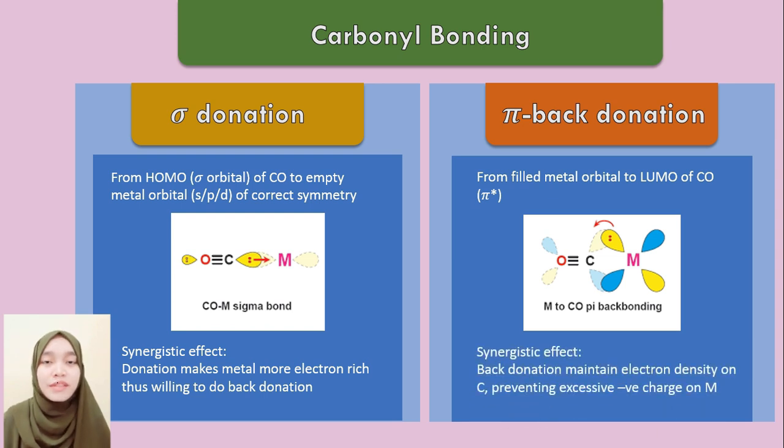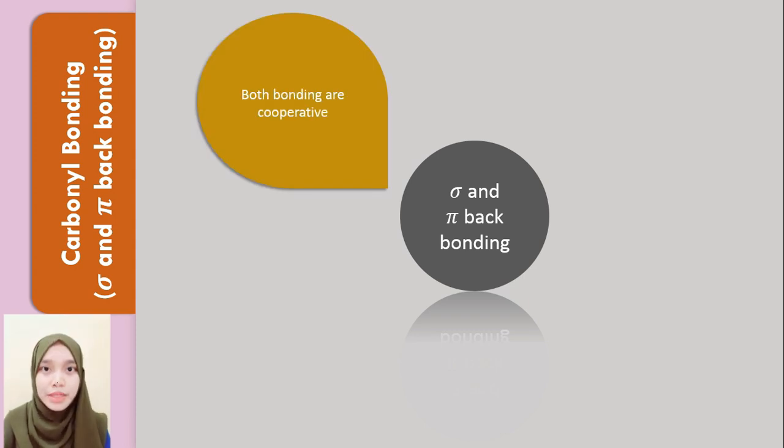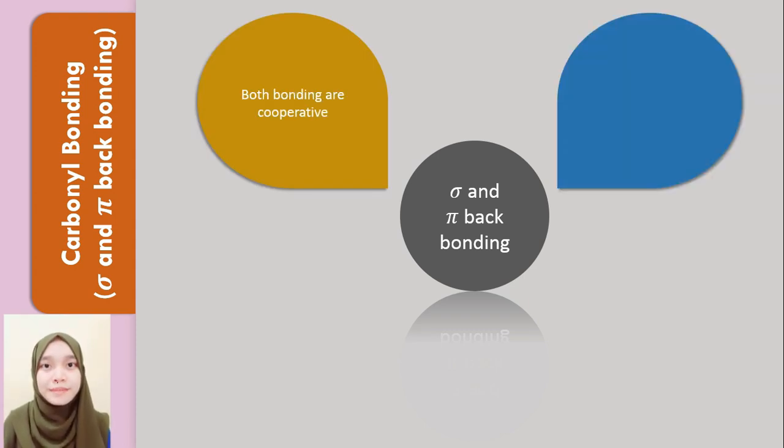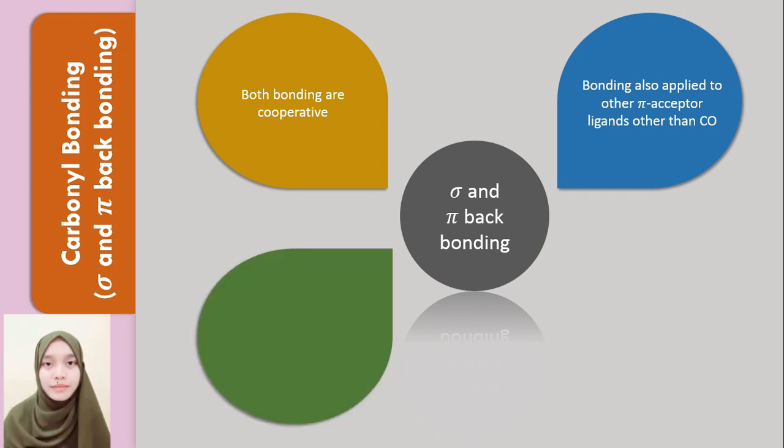The synergistic effect of this back donation is that it maintains the electron density on carbon, thus preventing excessive negative charge on metal. The similarity of sigma and pi-back bonding is that both bondings are cooperative. These carbonyl bondings are also applied to other pi-acceptor ligands other than carbon monoxide.